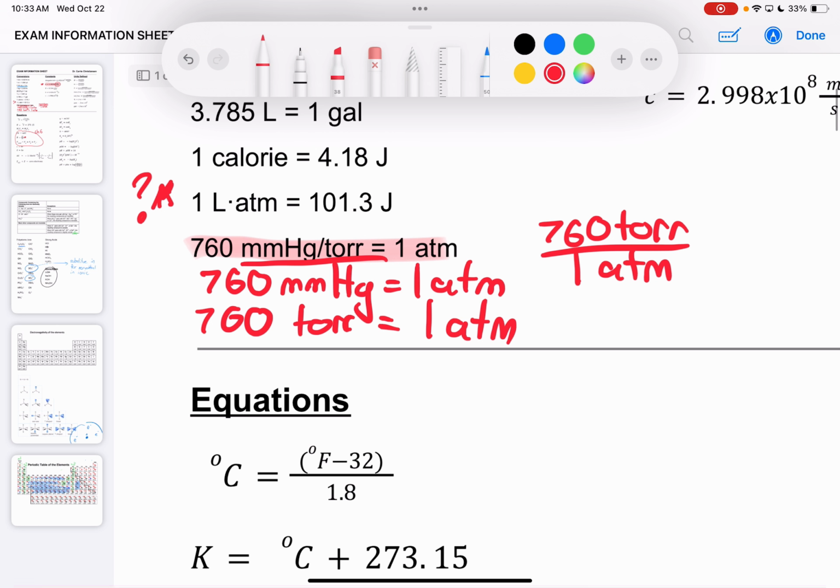The conversion between millimeters of mercury and torr to atmospheres is there as well. Don't get confused. Remember, millimeters of mercury and torr are the same thing, just a different name. The guy's name was Torricelli. He measured things using heights of mercury in millimeters. And then later somebody was like, oh, we should give him credit. So they changed it to torr, and now we use both of them.